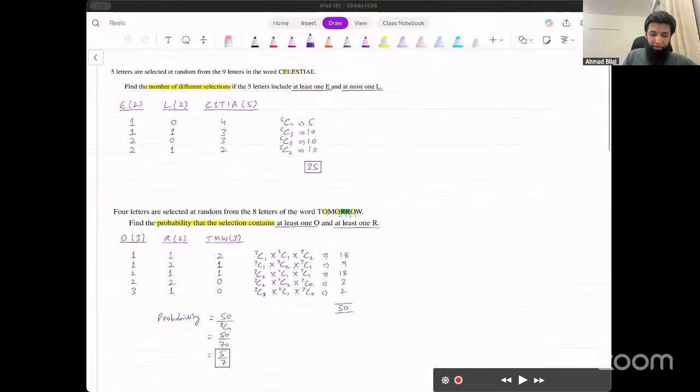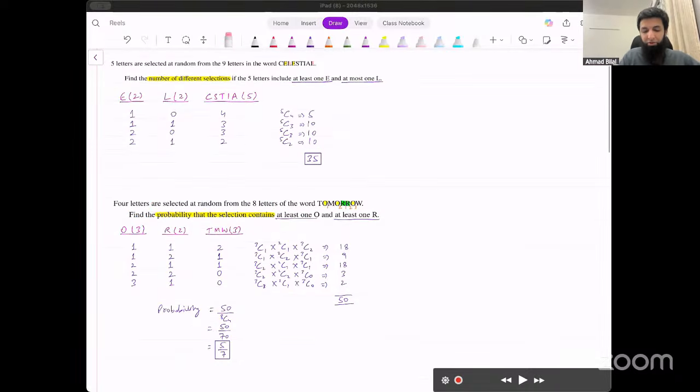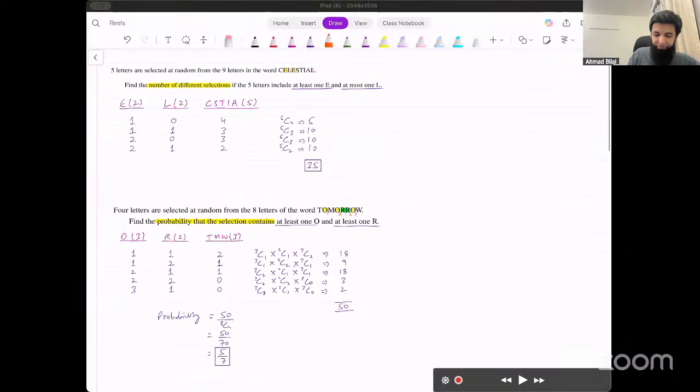So in some cases you treat identical letters as identical, which is the standard way of doing such problems. And in other cases we treat the identical objects as different. This is an important concept that a lot of you get confused about. Make sure that you understand this.